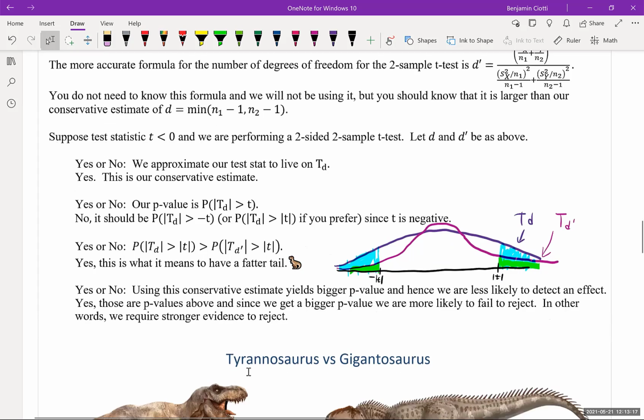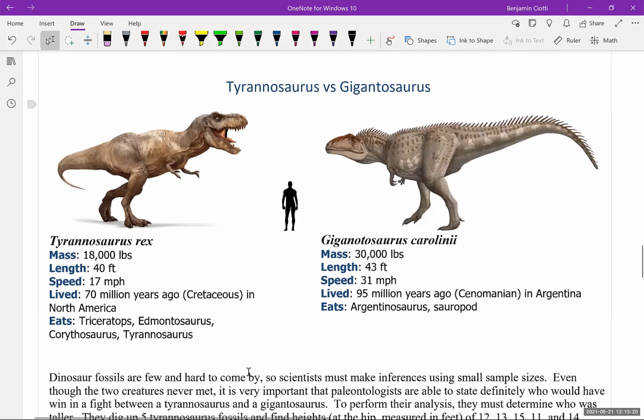Cool. Okay. So I've got a Tyrannosaurus versus Gigantosaurus example. Here you can see a Tyrannosaurus on the left and a Gigantosaurus on the right, and a human in the middle for scale. Both of these dinosaurs are pretty big. They're more than twice as tall as an average human at the hip. If they stand up, they could probably be even taller, but just from the ground to the hip, they're twice as tall as an average human, or even more so. So pretty scary stuff.